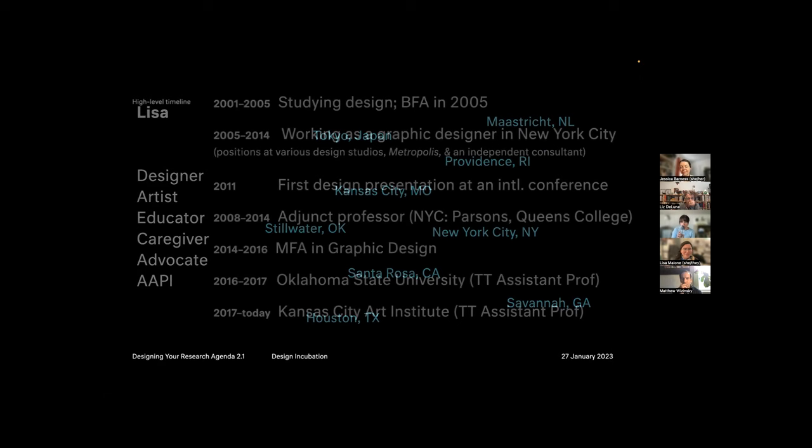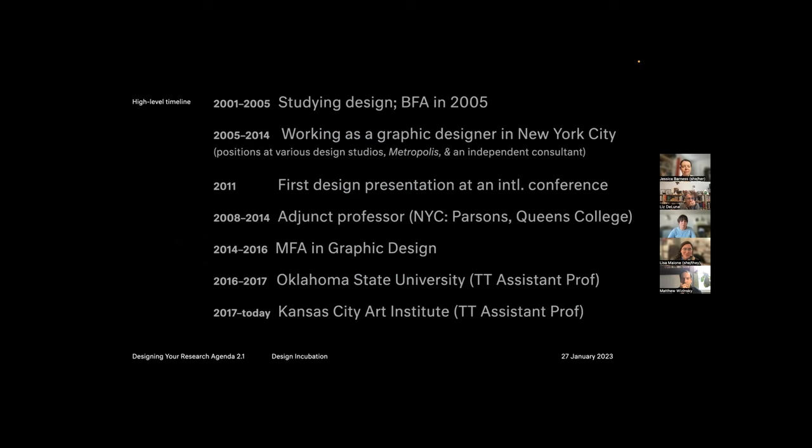Just on a high level timeline, as far as where or how my trajectory took me to where I am now, I started studying design in 2001 and worked as a designer at a variety of design studios between 2005 and 14. And thinking back and looking through my research, I began to be interested in teaching in 2008 or so as an adjunct at Parsons, Queens College, places that really began to form my questions around not only design and what I'm interested in or curious about, but where does design go, and what does it look like when it's out in the world? And I think those spaces really grew what my understanding of design was.